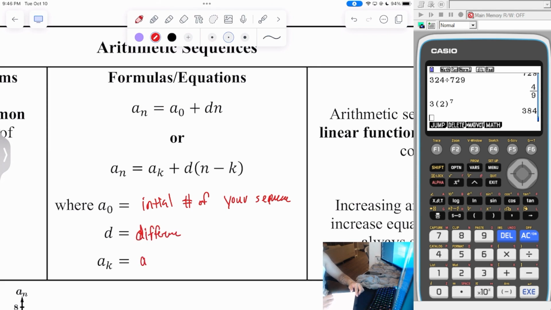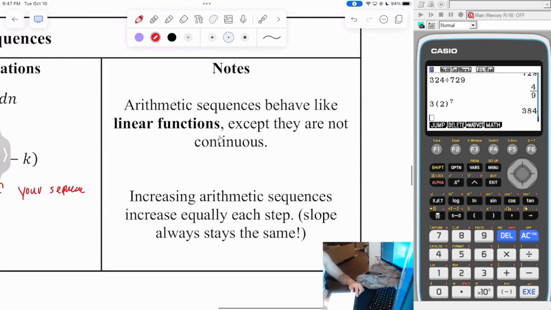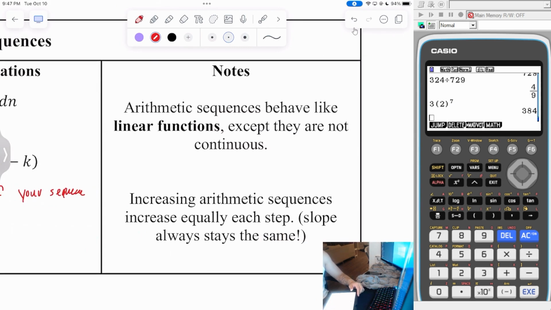And then a sub k is some arbitrary number in my sequence, any number in my sequence. And then here it says, arithmetic sequences behave like linear functions, except they are not continuous. Increasing arithmetic sequences increase equally each step. Slope always stays the same.